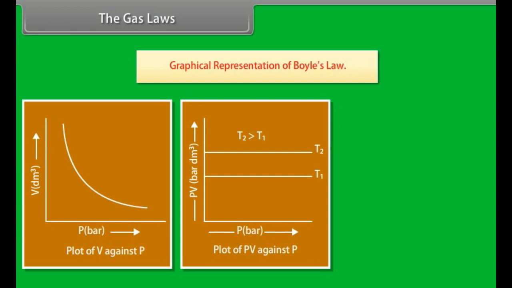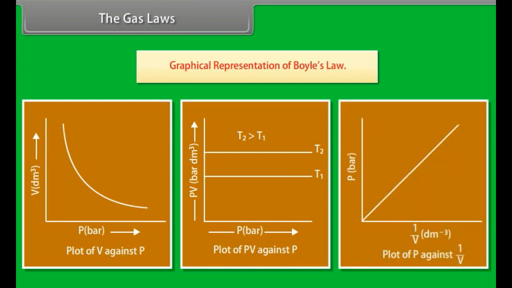The curve obtained by plotting PV against P at a particular temperature is called isotherm. The higher curve corresponds to a higher temperature. It shows the variation of P against 1 by V. The straight line indicates that 1 by V regularly increases with the increase in P.